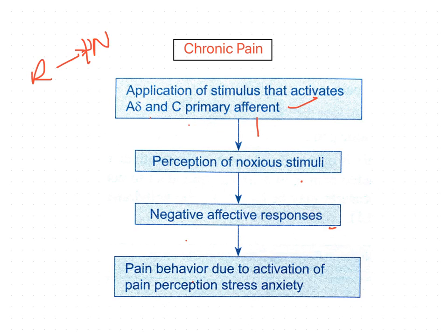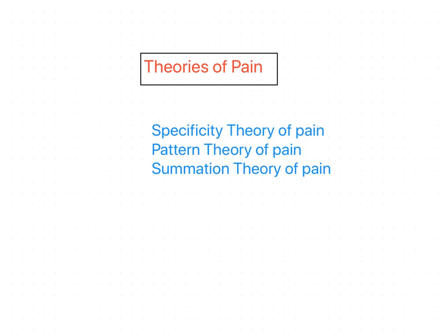Now we will see the theories of pain. Different theories have been proposed from the 18th century itself. We will see the most important theories of pain: one is the specificity theory of pain, the pattern theory of pain, and the summation theory of pain.